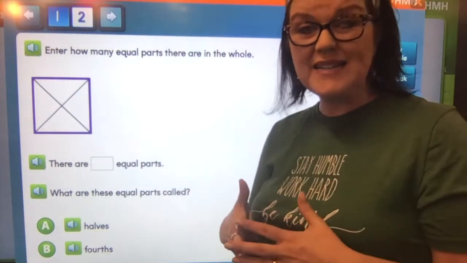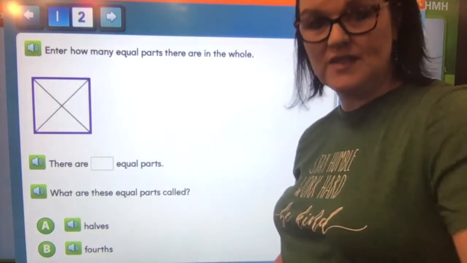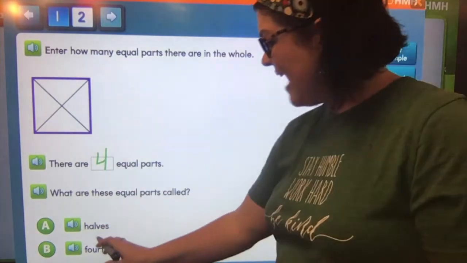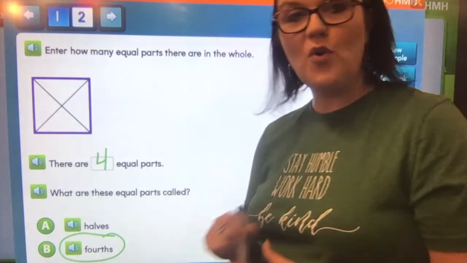It's split into 4 pieces. So we call that fourths. So there are 4 equal parts, and this is called fourths.